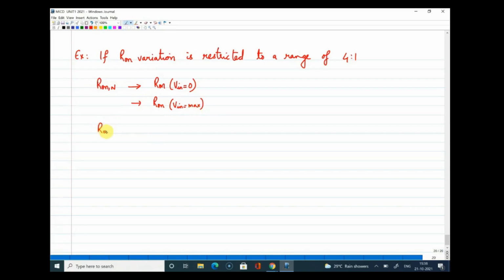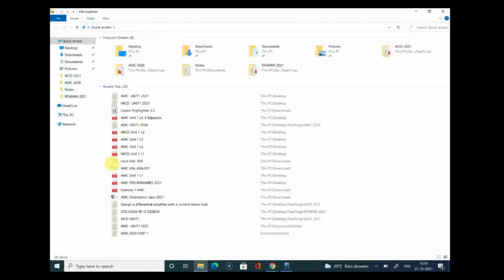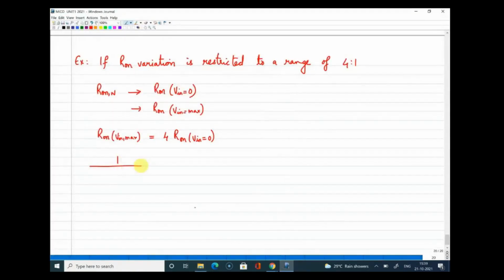So, what I'm trying to say here is the R on, when you have the maximum input voltage, is equal to 4 times R on of V in equal to 0. If I'm restricting to this ratio, what is the maximum input voltage? So how can you write the on resistance of the switch when your input is maximum? I can write it as 1 by mu n Cox W by L into VDD minus V in maximum, minus Vt. This is the maximum on resistance.